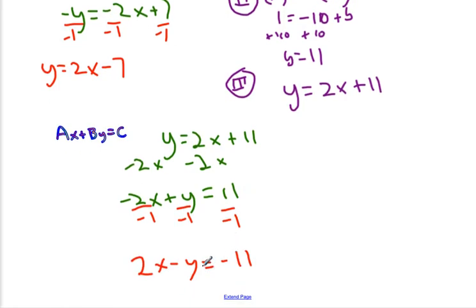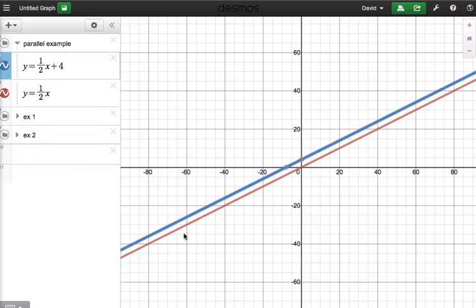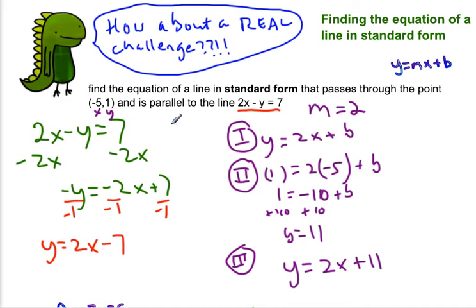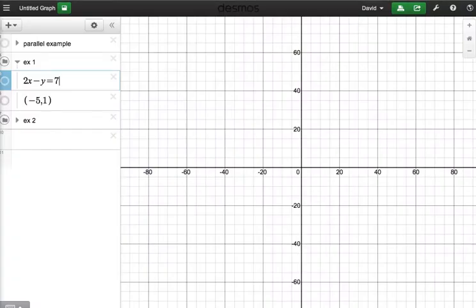Well, let's check. 2x minus y equals -11. I'm going to check in Desmos. You can try the same if you want. So I'm going to scroll on over to our graph. I'm going to turn off the examples we just looked at, and let's open up the example we just had. We had the equation 2x minus y equals 7. I believe, is that our line? Yes, 2x minus y equals 7 was the line that we were given. So we need to be parallel to that line. We were also given the point -5, 1. So let's plot both of these.